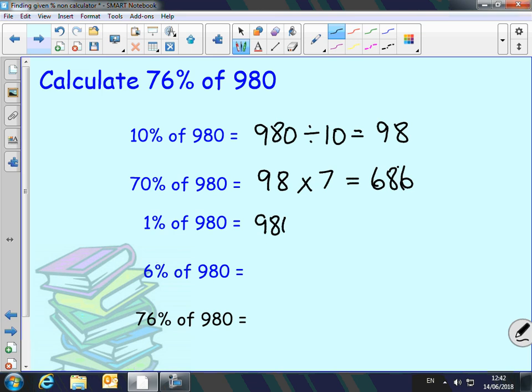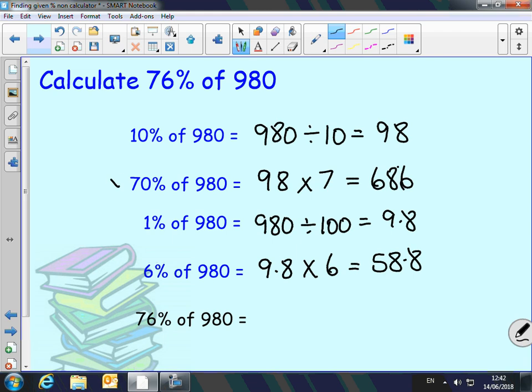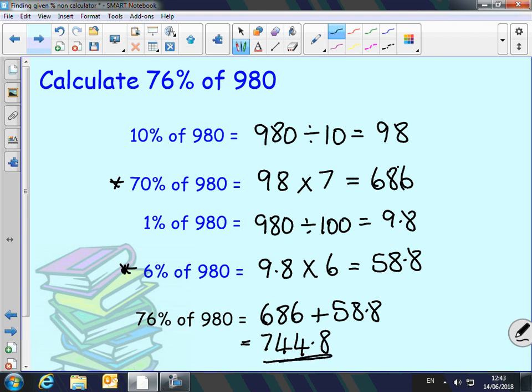Next step, finding 1%. So we start with 980 divided by 100 will give you your 9.8. And we want 6% from that, so we're going to take 9.8, multiply it by 6 to give you 58.8. And then finally, we are going to add our answers from 70% and 6% to give you your 76%. So we are going to say 686 plus 58.8, and you should have got 744.8. Well done.